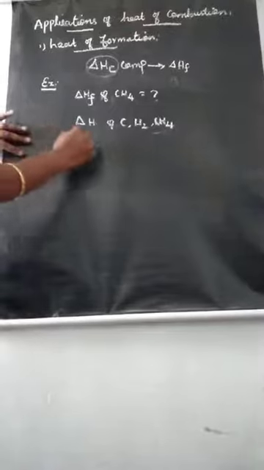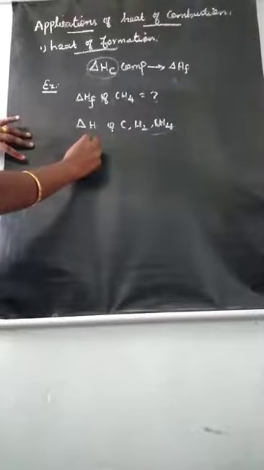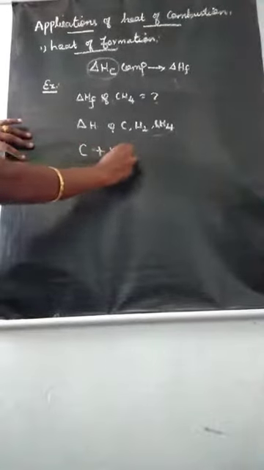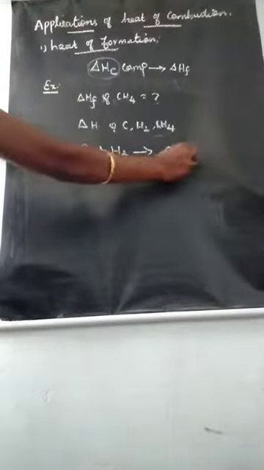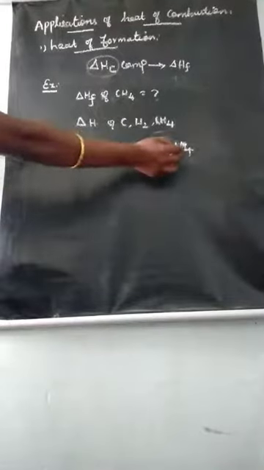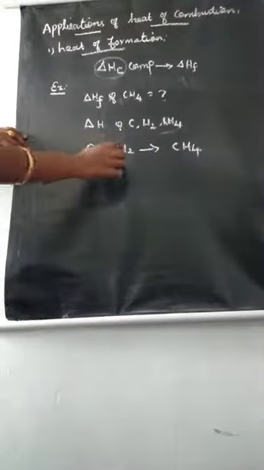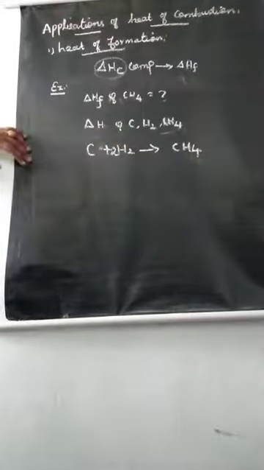So how can we calculate this? Listen, you just write the equation. First, you know how we can produce methane. How can we prepare methane? Carbon reacts with hydrogen to form methane. Here 4 hydrogens are present, so you can write 2 H2. So carbon reacts with hydrogen to form methane.